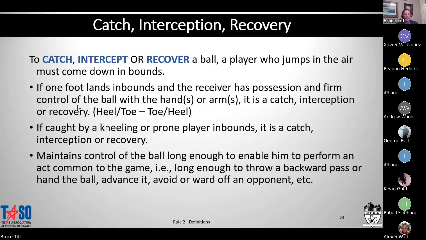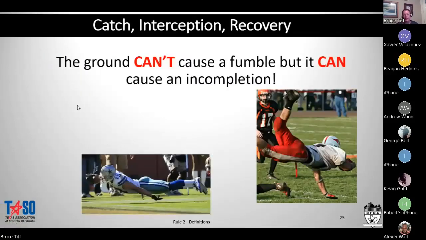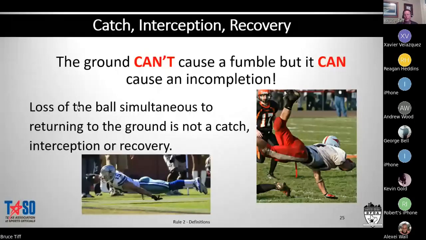Now, when in question, the catch, interception, or recovery is not completed. So that's our guiding philosophy on it. And the ground can't cause a fumble, but it can cause an incompletion. We talked about that a little bit: if a player jumps up in the air and has control of the ball, he's got to complete the process of going to the ground. So if we get loss of the ball simultaneous to returning to the ground, it is not a catch, interception, or recovery. I think you guys know this is one of the most reviewed things in NCAA football games.